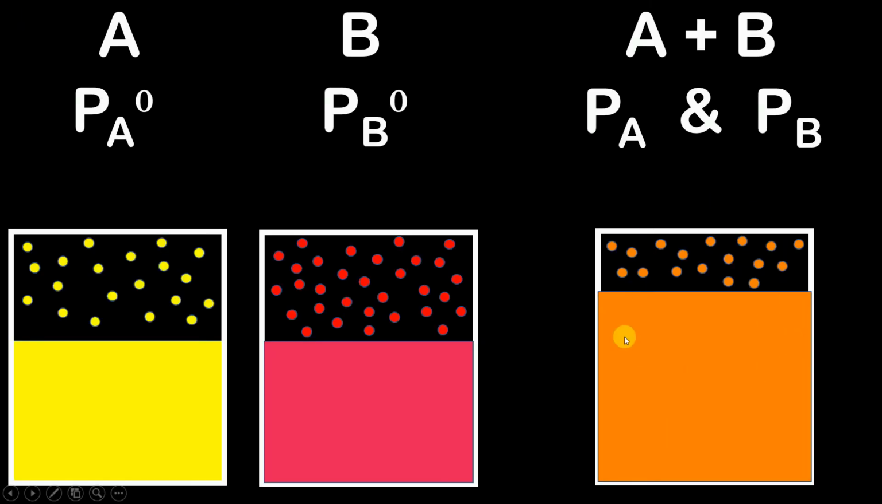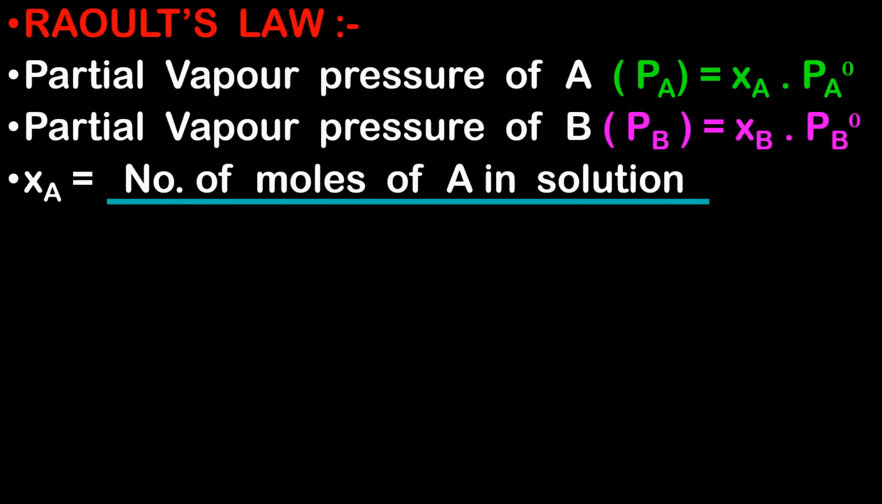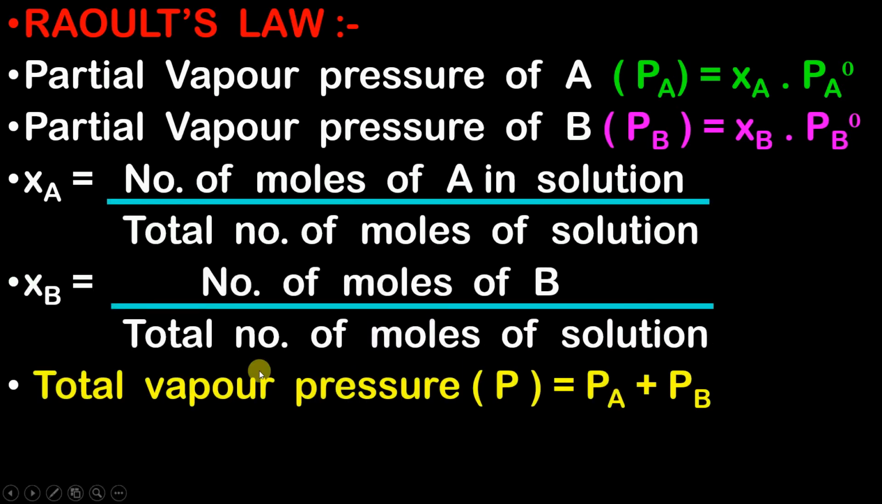Now, what will be the total pressure of this solution? What will be the total vapor pressure of this solution? So it is obviously partial pressure of A plus partial pressure of B. If there would have been C, then partial pressure of A plus partial pressure of B plus partial pressure of C. But since we are having only A and B, therefore the total vapor pressure of this solution will be partial pressure of A plus partial pressure of B. Over here we have represented total vapor pressure as P. So total vapor pressure P is equals to partial pressure of A plus partial pressure of B. Clear with this, guys?